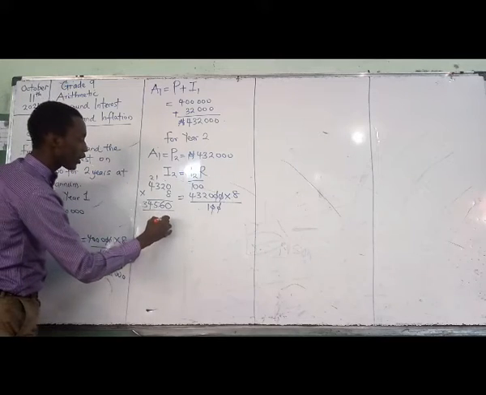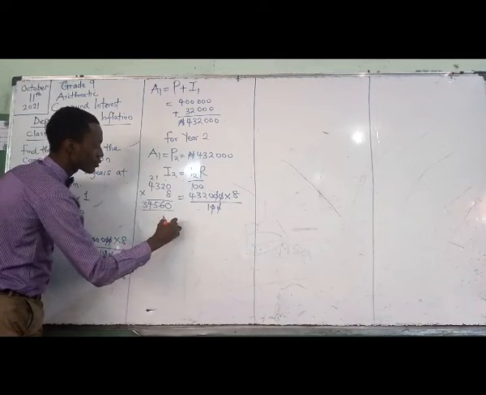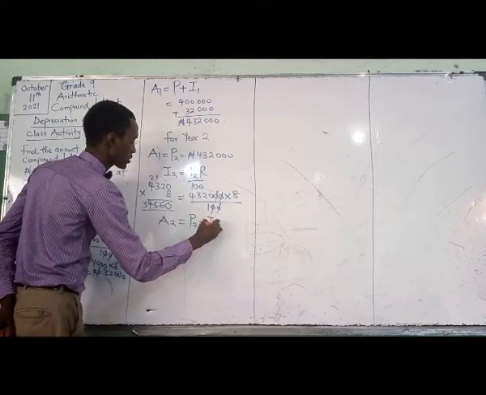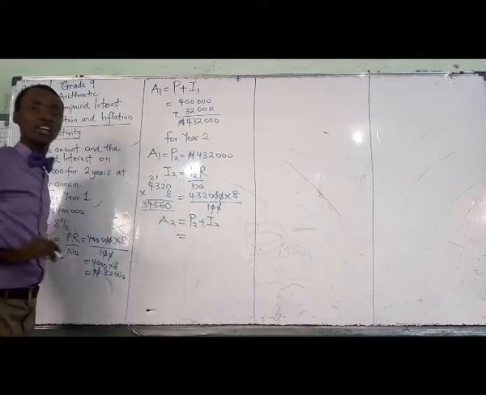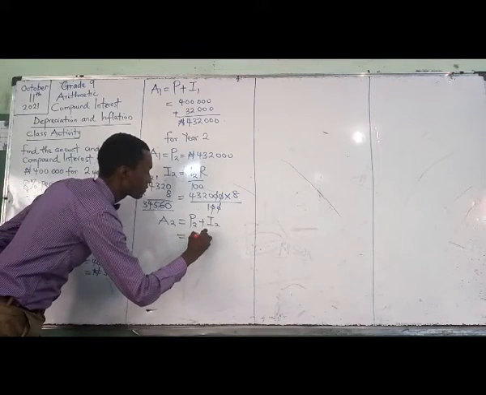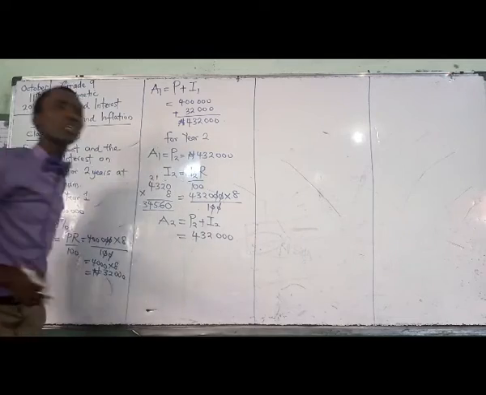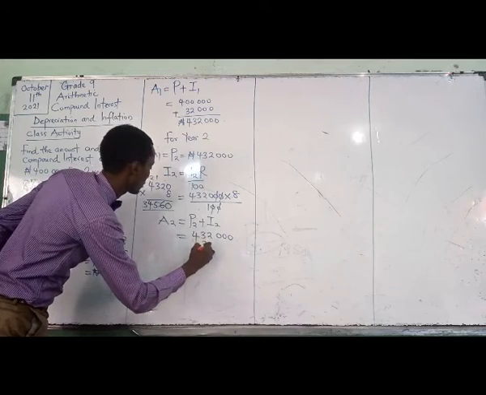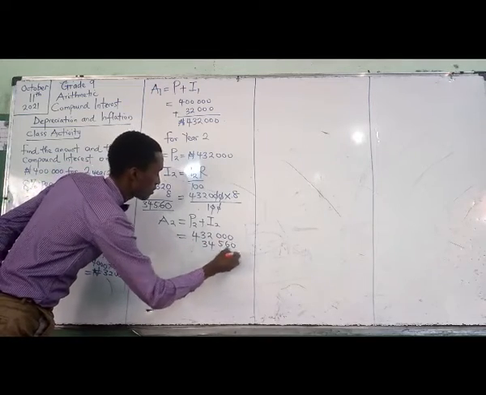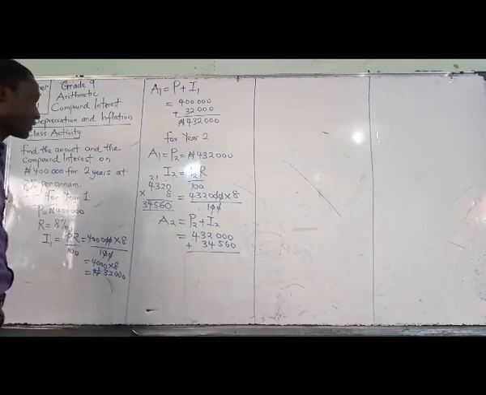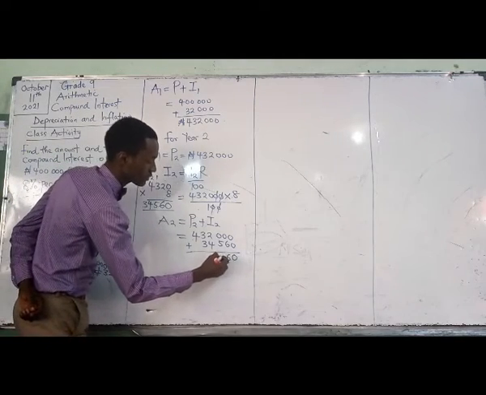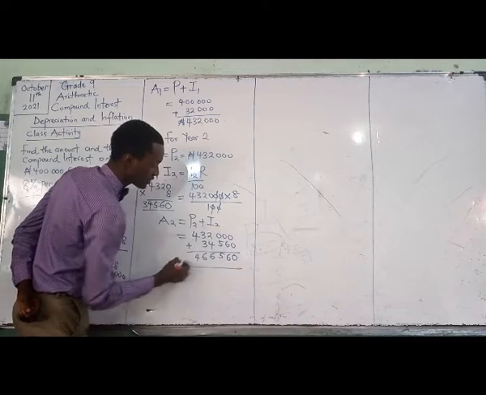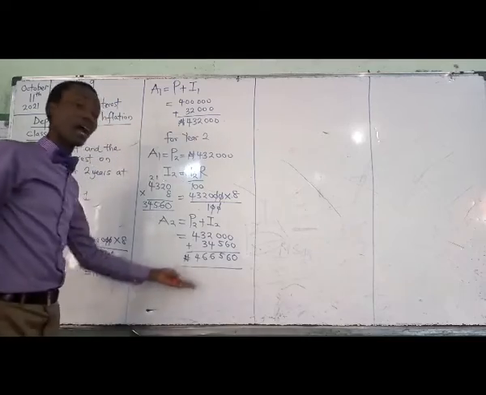Now, at this point, your amount A2 will be the principal of the second year plus the interest of the second year. Switch mode of addition. I will have this. You see what I'm doing? I'm trying to make my work very, very simple. Put your addition sign, and that will give you 466,560. So this is the amount.